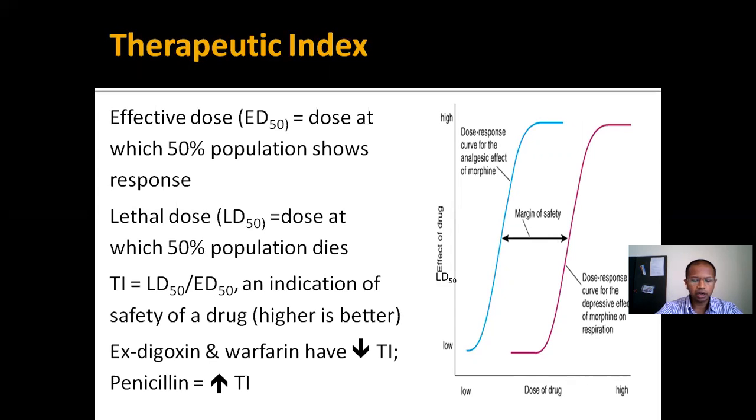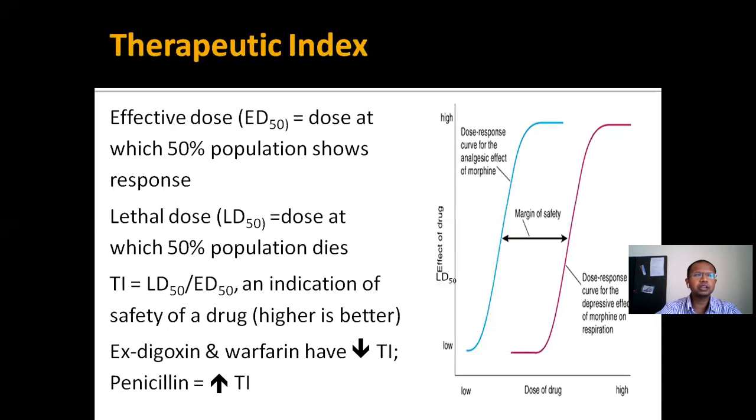A drug with a narrow therapeutic index means the drug should be used very carefully. A drug with a wide therapeutic index means that if one dose is missed or a double dose is taken, it will not harm the person. So we should be very careful using drugs with a narrow therapeutic index. The examples given here are digoxin and warfarin, which have a very narrow therapeutic index, and for a wide margin we have given penicillins.